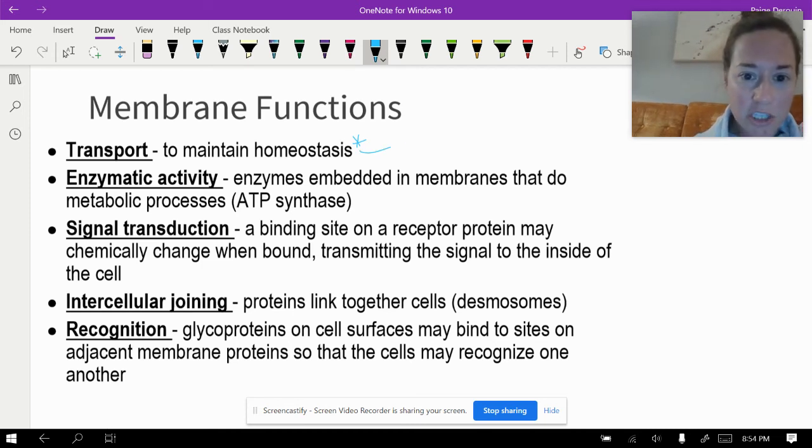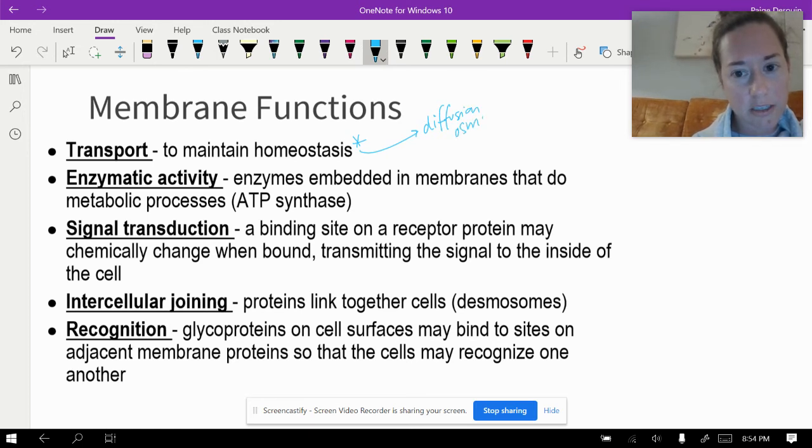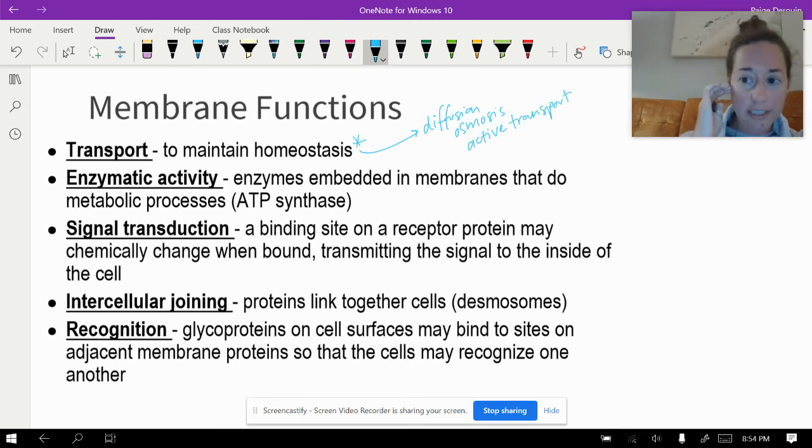These transport situations include diffusion, osmosis, active transport, and then also the cell eating things, which is called endocytosis, or removing things, which is called exocytosis.